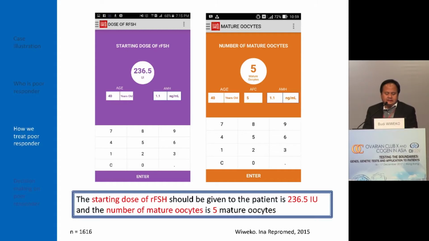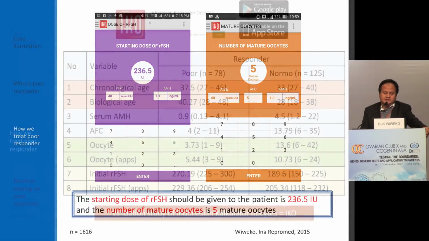For example, the lady is 40 years old with serum AMH 1.1 and AFC of 5 follicles. We can put into this calculator 40 years old with AMH 1.1. It recommends 236.5 IU of recombinant FSH, and then for the number of mature oocyte prediction, 40 years old, AFC 5, AMH 1.1, the calculator predicts that this patient may get 5 mature oocytes.